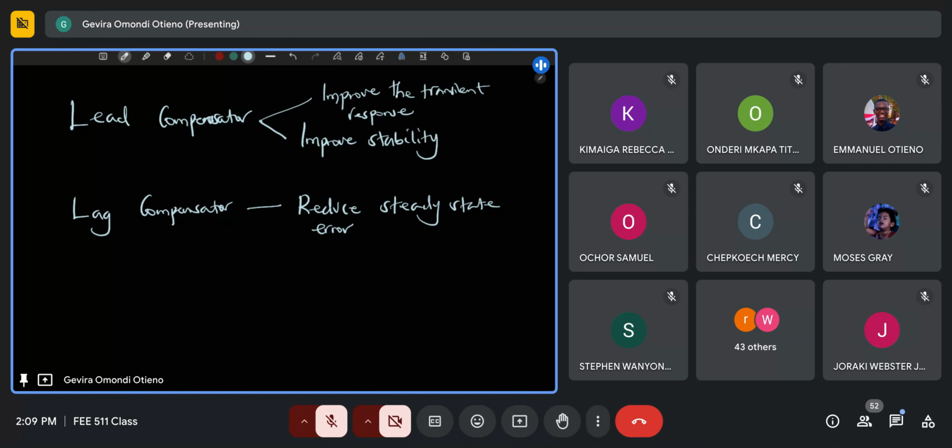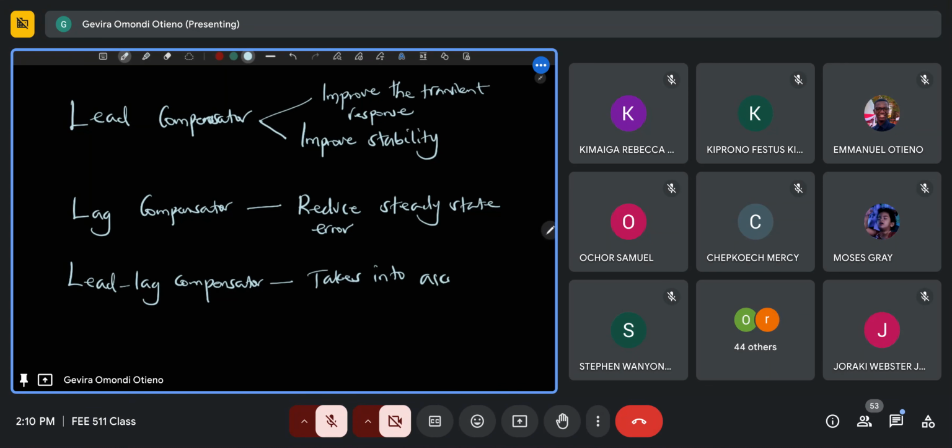And of course, now the lead lag compensator, like I've said, is left for you. It takes into account all the above issues. So here is where you really want to not only improve the transient response, you want to improve on the stability, and you also want to reduce the steady state error. So it combines both, okay? So that I'll leave for you.